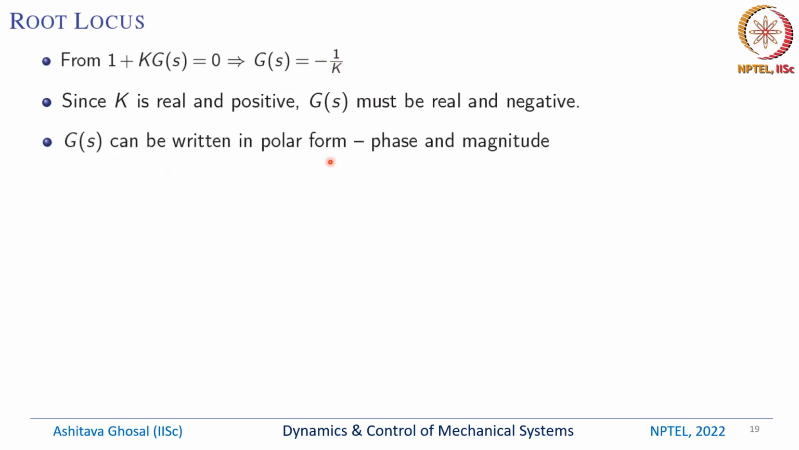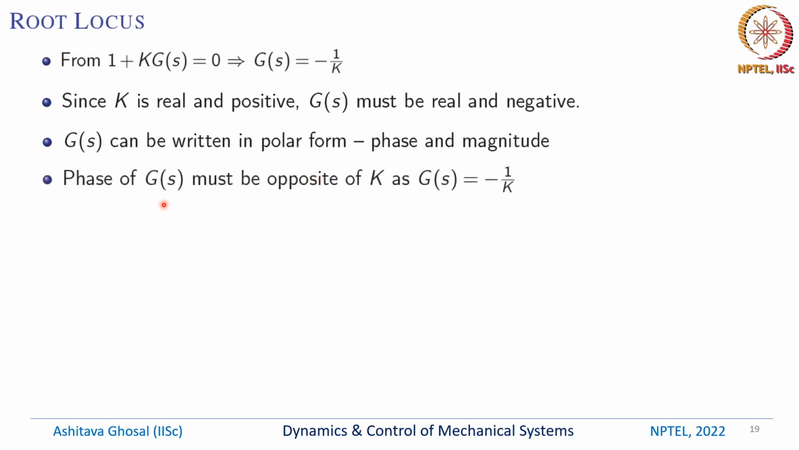G of s can be written in polar form. So what is the polar form? It is like if you have x and y, we can write x comma y in terms of r and theta. R is square root of x square plus y square, so that is the magnitude. And then the angle is the angle of the vector from the origin to x comma y. So these are called the magnitude and the phase of g of s when it is written in the polar form.